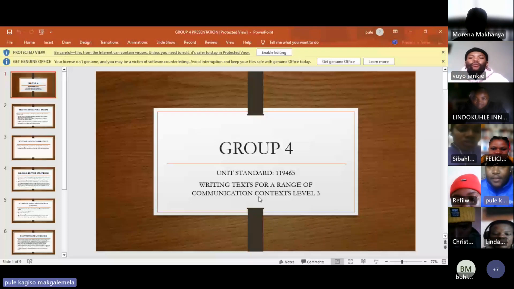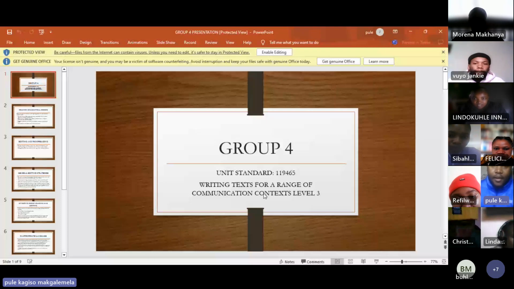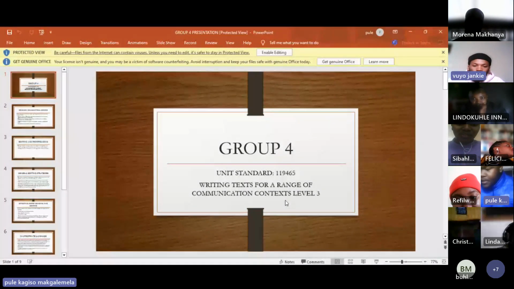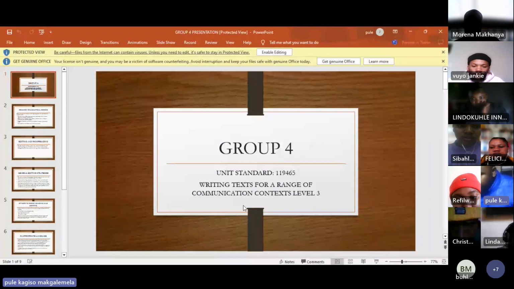So it falls under 119465 unit standard, which is writing text for a range of communication contexts. The one that I'm going to be presenting falls under section 3 on assessment criteria, where it's going to be talking about improving clarity and correction of own writing.